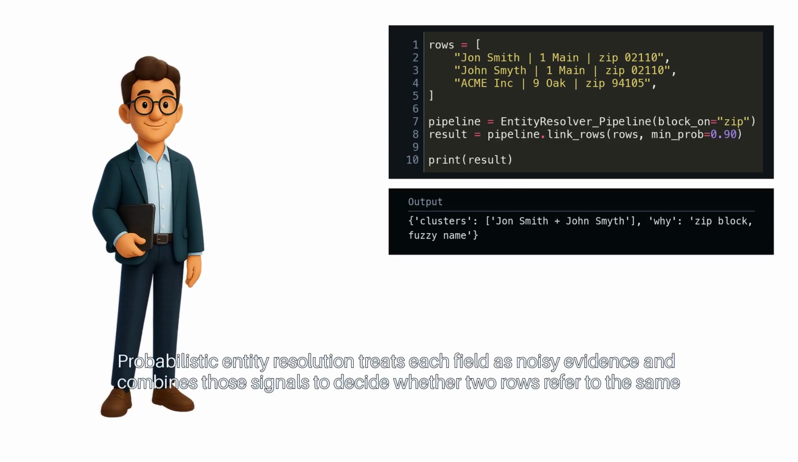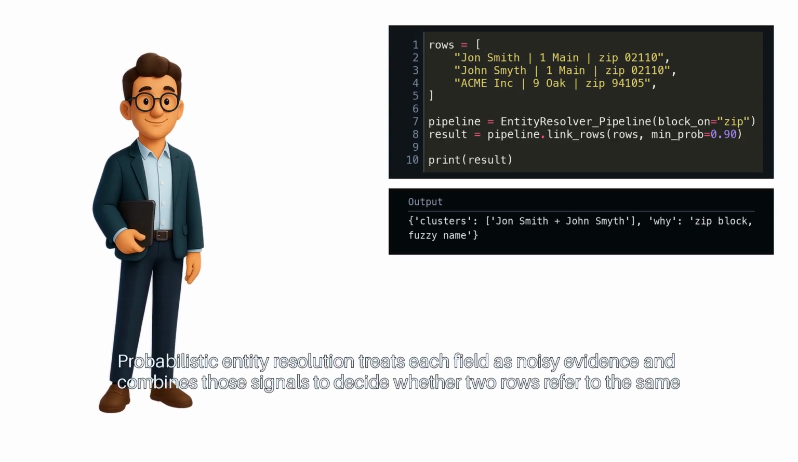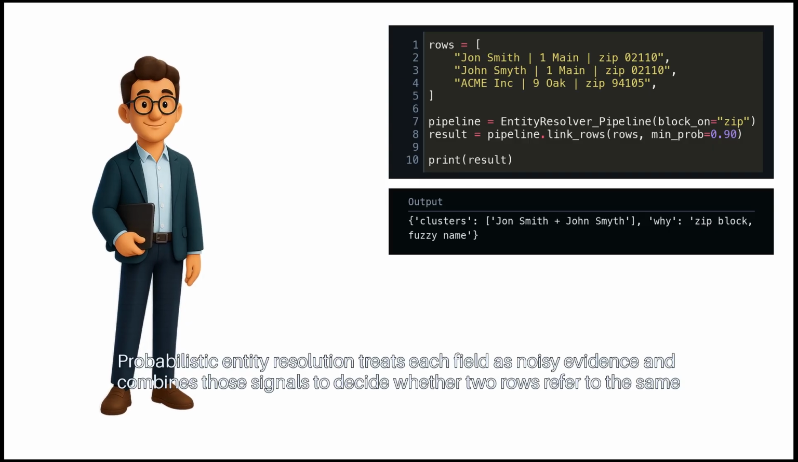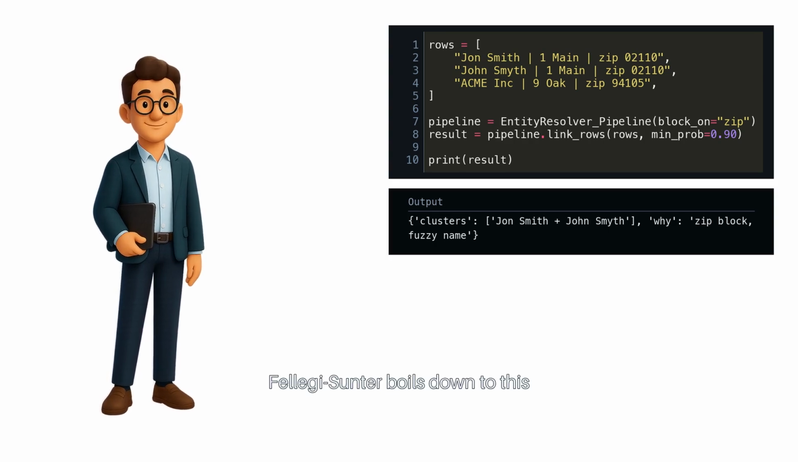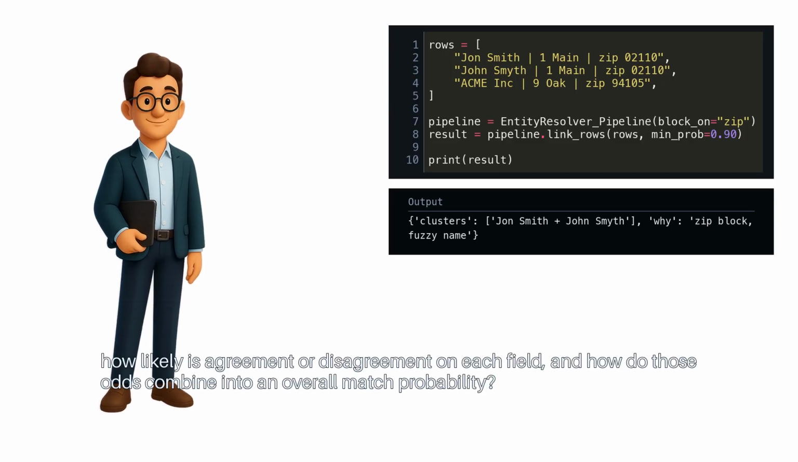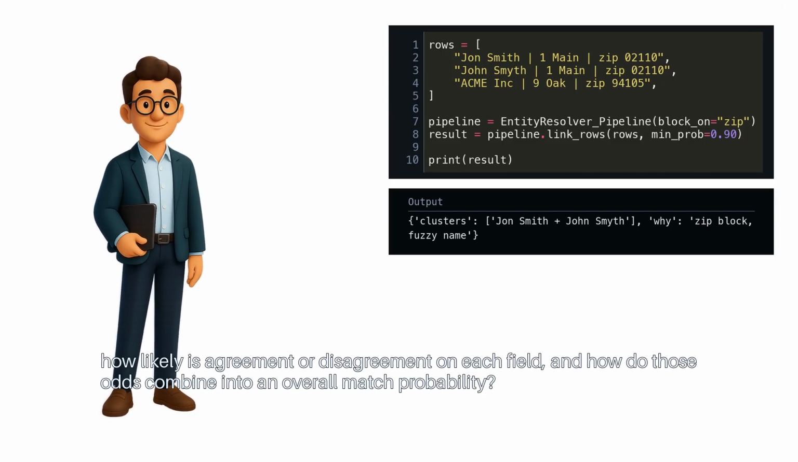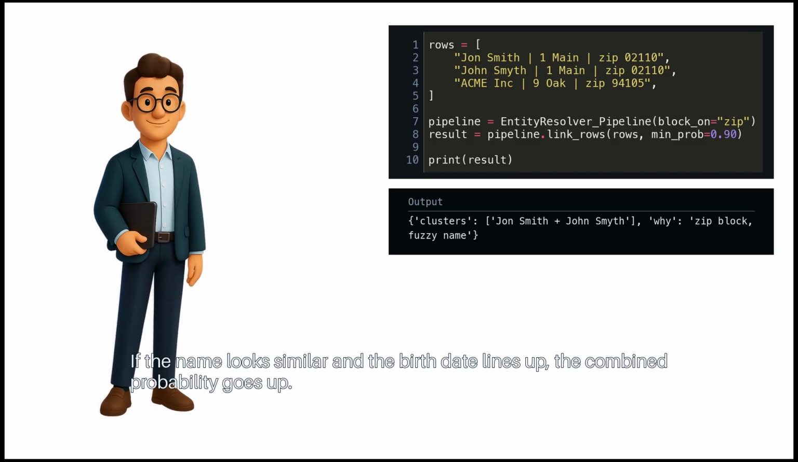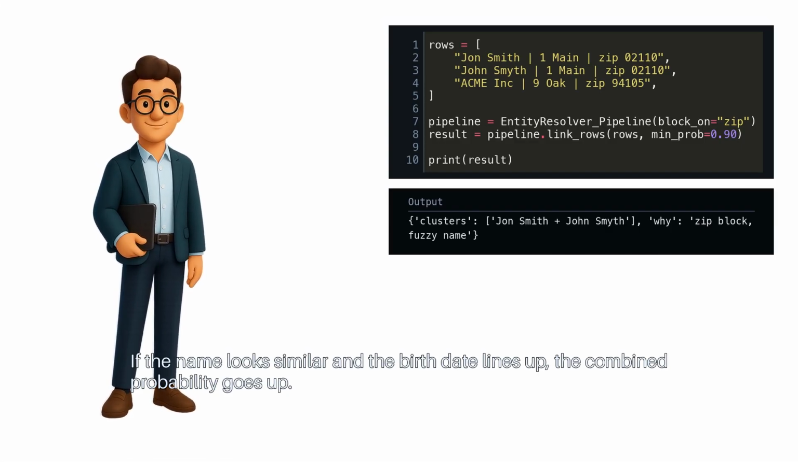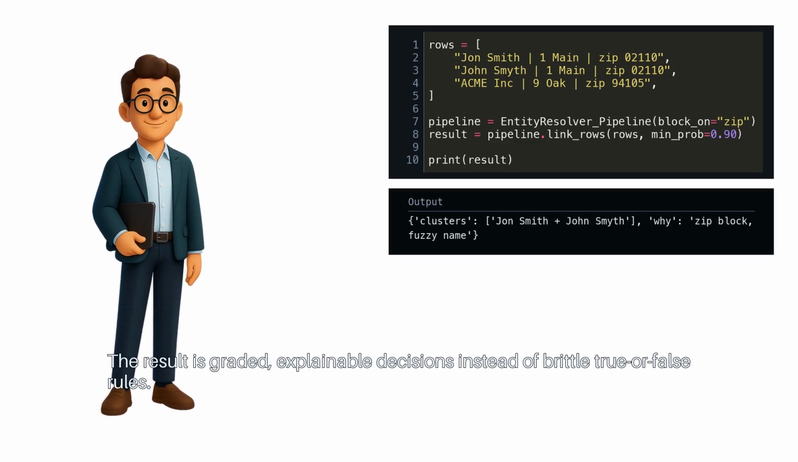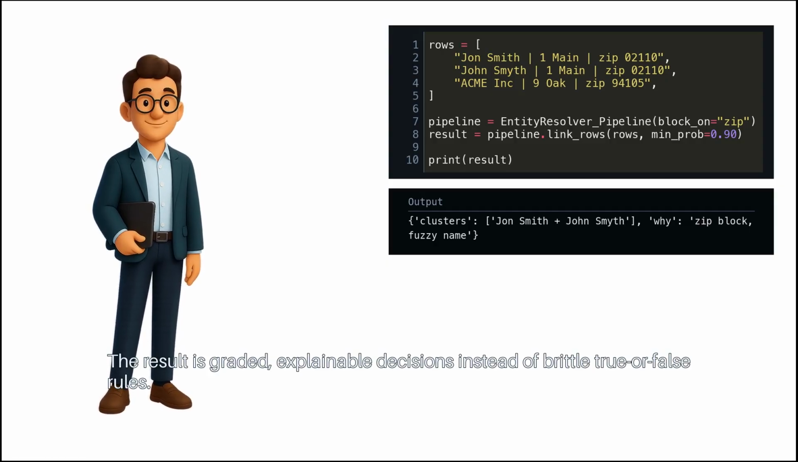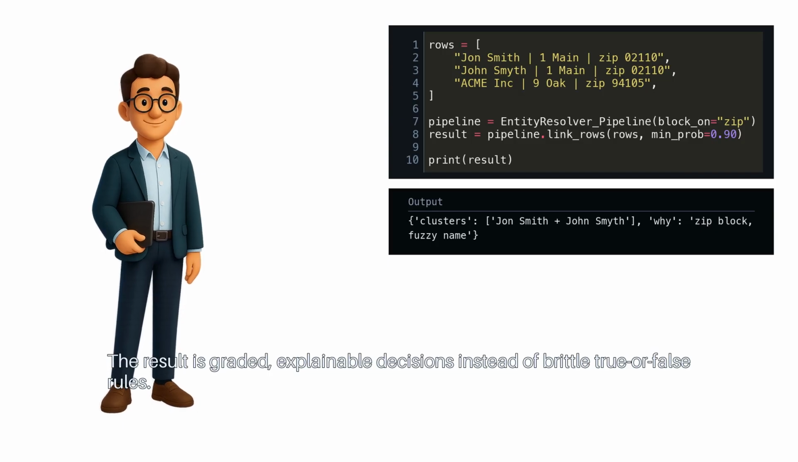Probabilistic entity resolution treats each field as noisy evidence and combines those signals to decide whether two rows refer to the same real-world entity. Fellegi Sunter boils down to this: how likely is agreement or disagreement on each field? And how do those odds combine into an overall match probability? If the name looks similar and the birth date lines up, the combined probability goes up. If the date disagrees, it drops. The result is graded, explainable decisions instead of brittle true or false rules.